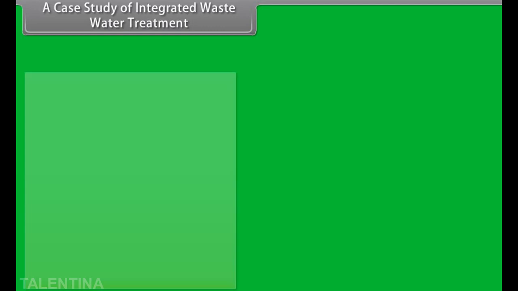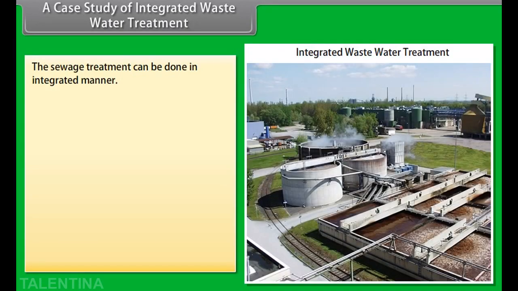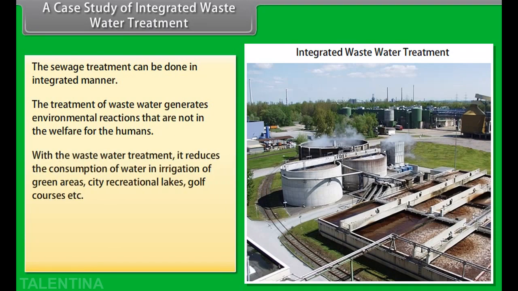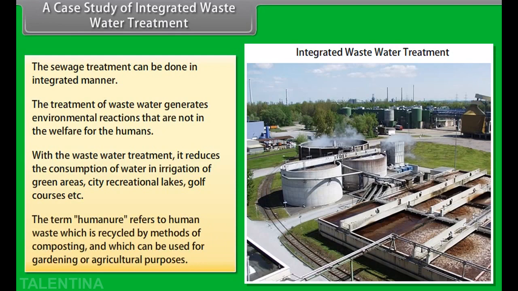A case study of integrated wastewater treatment. The sewage treatment can be done in an integrated manner. The treatment of wastewater generates environmental reactions that are for the welfare of humans. With wastewater treatment, it reduces the consumption of water in irrigation of green areas, city recreational lakes, golf courses, etc. The term humanure refers to human waste which is recycled by methods of composting and which can be used for gardening or agricultural purposes.